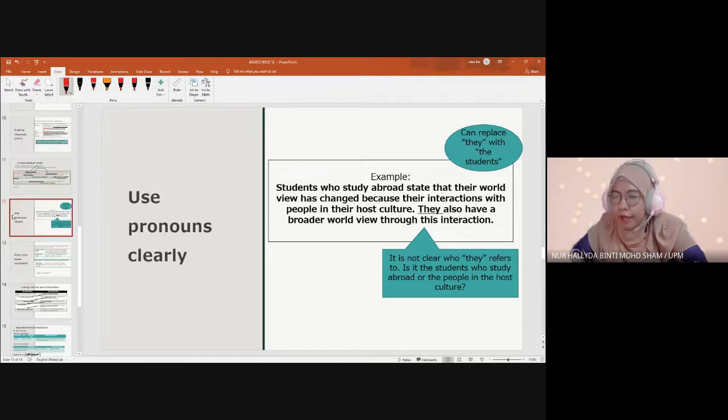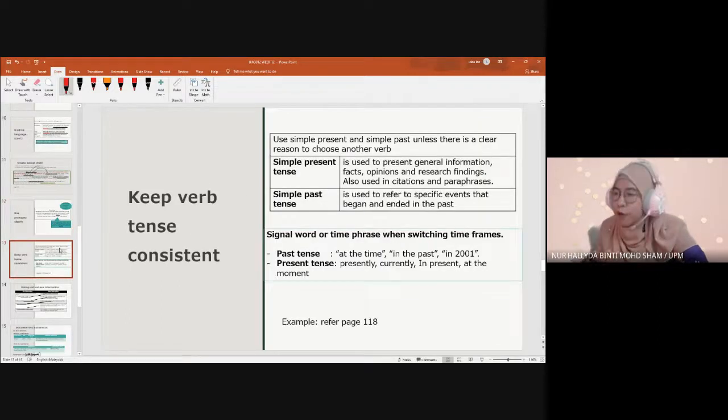Okay, and then next one, this one is grammar wise, keep verb tense consistent. Use simple present and simple past unless there is a clear reason to choose another verb. This one is the go-to tip. If you feel like your verb is weak, try to go with simple present tense because you are writing an academic essay, not a narrative one. Academic essay, most of the time you use present tense. If you are talking about something in the past, just use simple past tense.